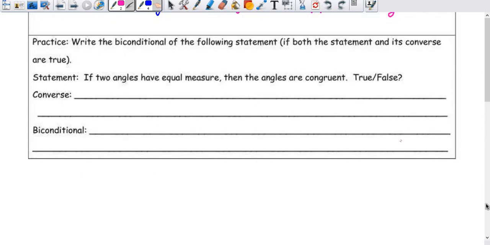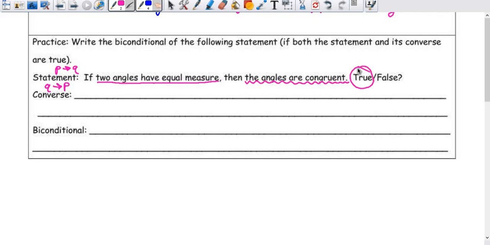We're going to write the biconditional of the following statement. If two angles have equal measure, then the angles are congruent. Let's underline this hypothesis and squiggle underline our conclusion. This is our P to Q original. Our converse will be our Q to P, just switching the order. Let's first look. If two angles have equal measure, then the angles are congruent. Well, if they're both, say, 20 degrees, then we could say that they are congruent. That is a true statement.